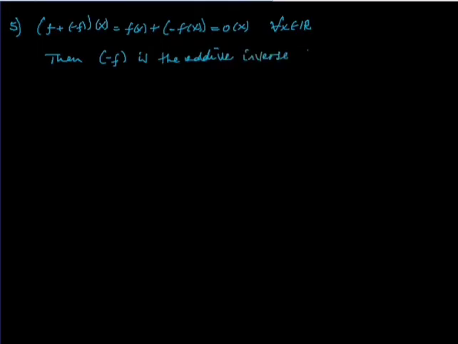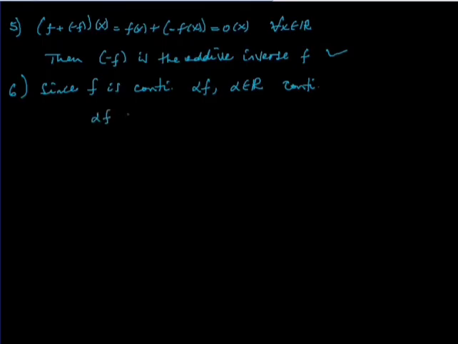So the fifth axiom is satisfied. We move on to the sixth axiom, which is closure under scalar multiplication. Since f is continuous, for any alpha an element of the real numbers, alpha times f is also continuous. So alpha times f is continuous, which means V is closed under scalar multiplication. So the sixth axiom is satisfied.